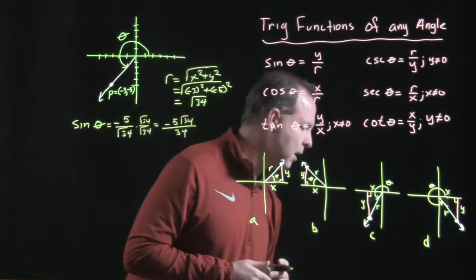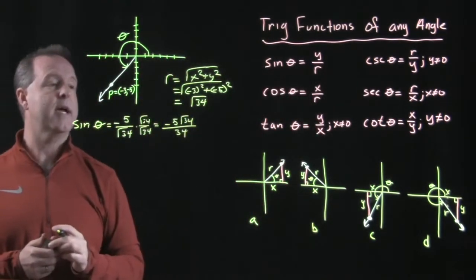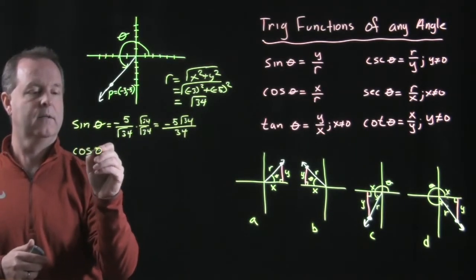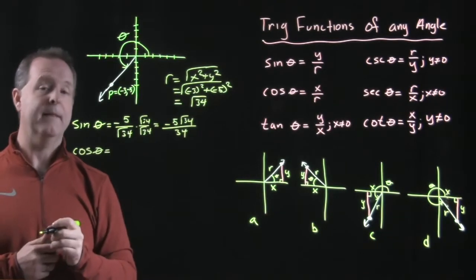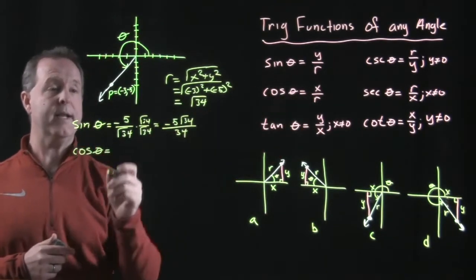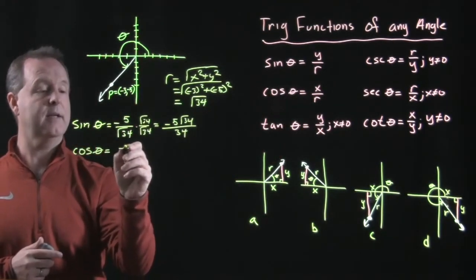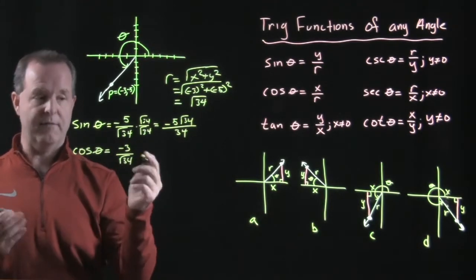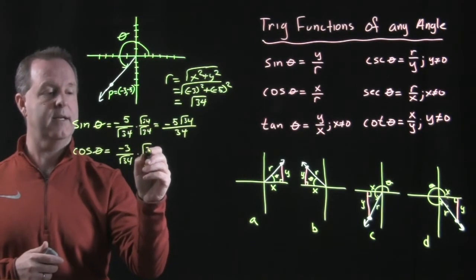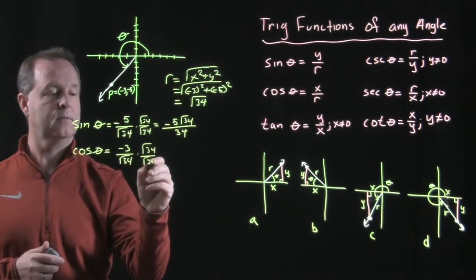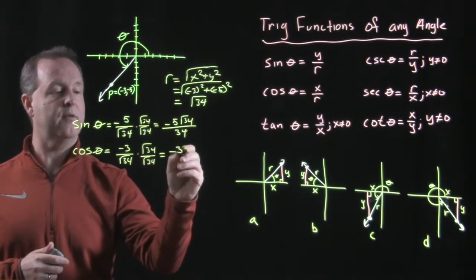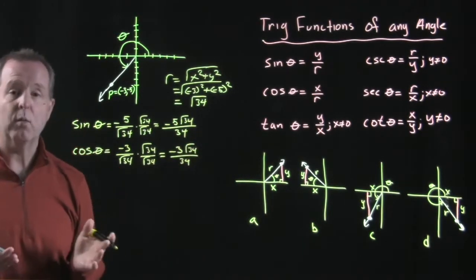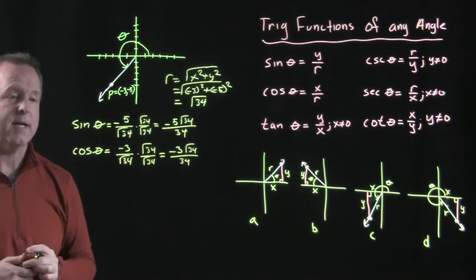From there, let's go ahead and determine what the cosine of theta is. And I think it's going to be a similar process here. Cosine of theta, that's my x value over my radius. My x value is -3. r is root 34. Clever version of 1 to rationalize the denominator as well. And that equals -3 root 34 over 34. So therefore, we've already found the sine of theta and the cosine of theta.